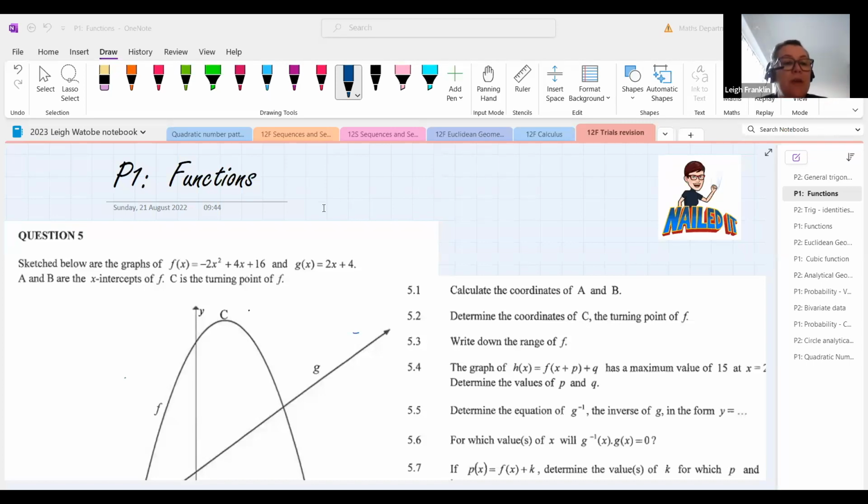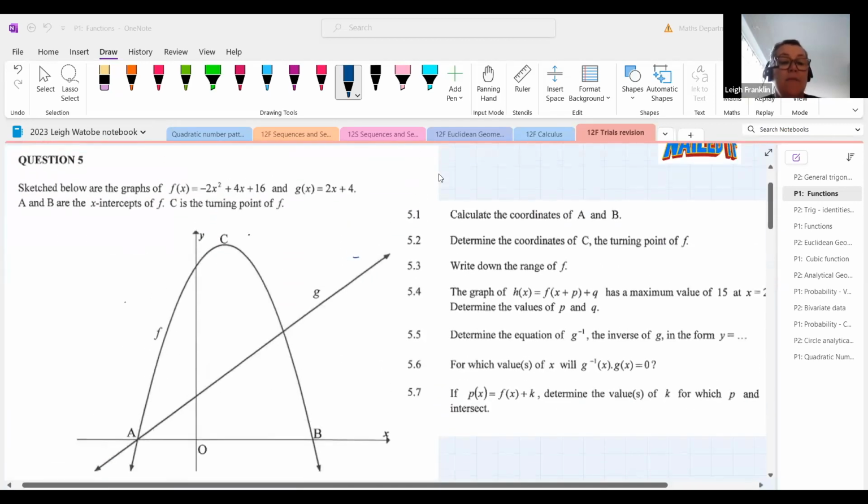The first question that I want to do with you is a question on the quadratic function. So Rav, you're writing next week, Friday. Okay, so you've still got a little bit of time. The first question that I want to do with you guys this evening is a functions question, and it is a parabola and a straight line.